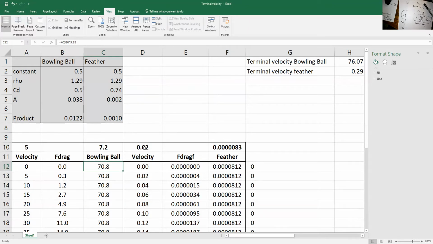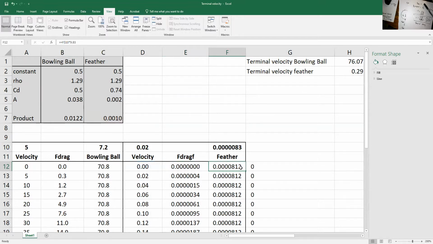And for the feather, I used an increment of 0.02. I played around with this a little bit, trying to get that graph to look good, and we'll see the graph in a second. So this is just incrementing at 2/100ths of a meter per second. Realize I did 5 meters per second over here, 2/100ths of a meter per second over here, and you'll see why in just a minute. I calculated drag force, same equation: V squared, so D12 squared, times the product of 1/2 rho CdA.